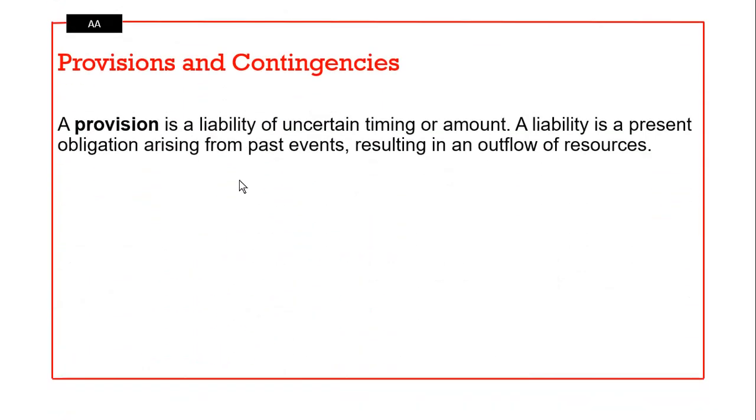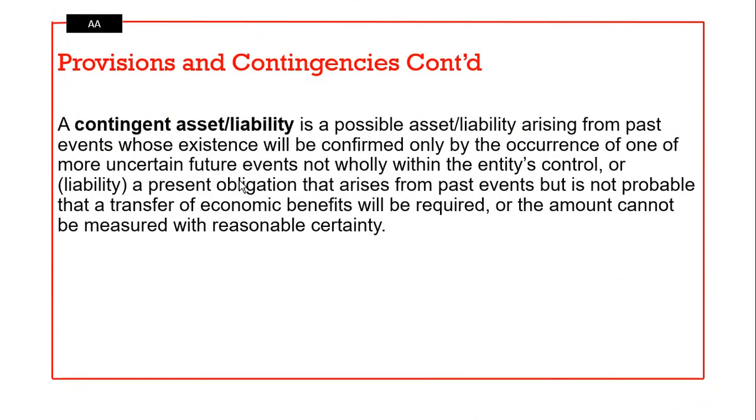Right. Let us check the provisions and contingencies. A provision is a liability of uncertain timing and amount, and of course I think there's potential here for abuse because provisions are subject to estimates. A contingent asset, on the other hand, is a possible asset. A contingent liability is a possible liability arising from past events whose existence will be confirmed only by the occurrence of one or more uncertain future events not fully within the entity's control.